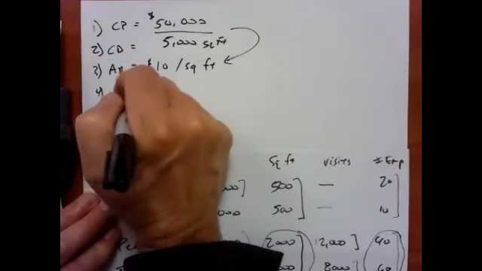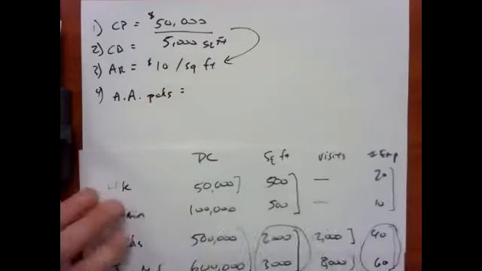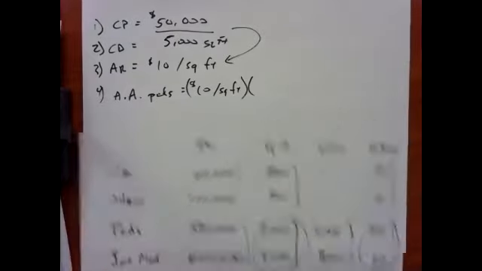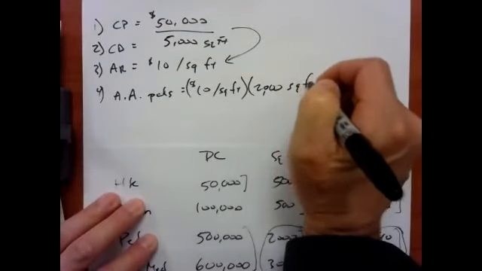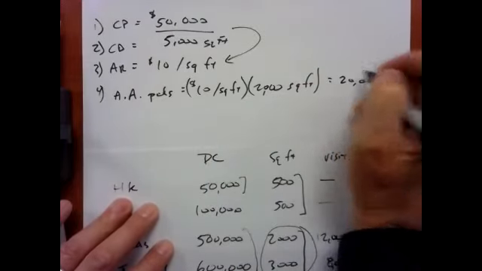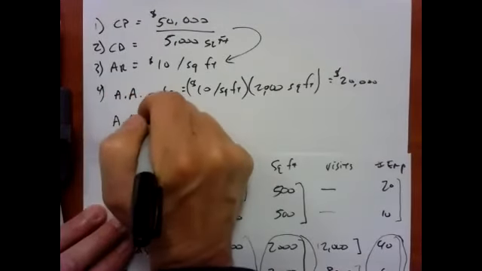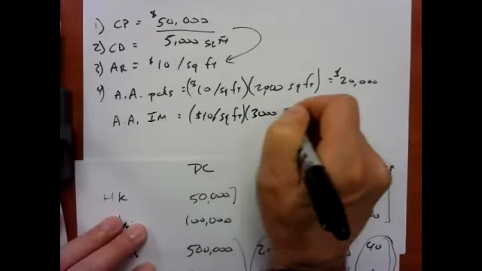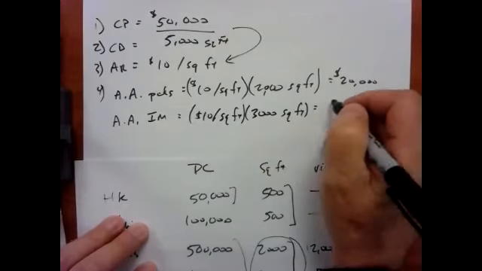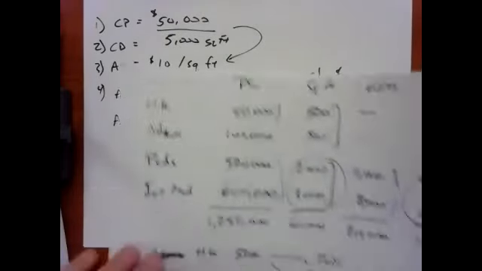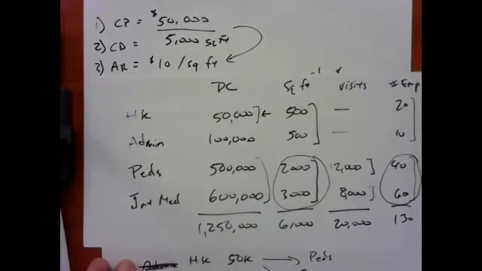And then we get the allocation amount for PEDS, which would be $10 per square foot times 2,000 square feet, giving us 10 times 2,000 or $20,000. The allocation amount for internal medicine is the same allocation rate, but 3,000 square feet. So 10 times 3,000 is 30,000. If we total that up, that's 50,000, which matches our cost pool to begin with, right?